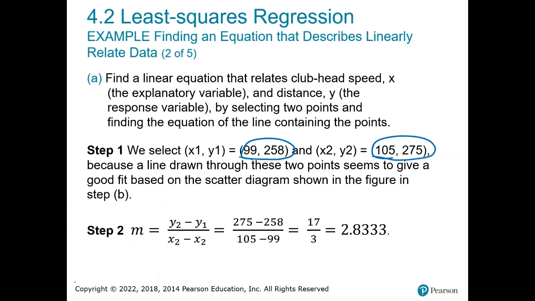Okay. The first thing you would do, going back to basic algebra, is calculate the slope. So that is to take y2 minus y1 over x2 minus x1. So 275 minus 258 over 105 minus 99. So 17 over 6, or 2.8333. That's my slope.